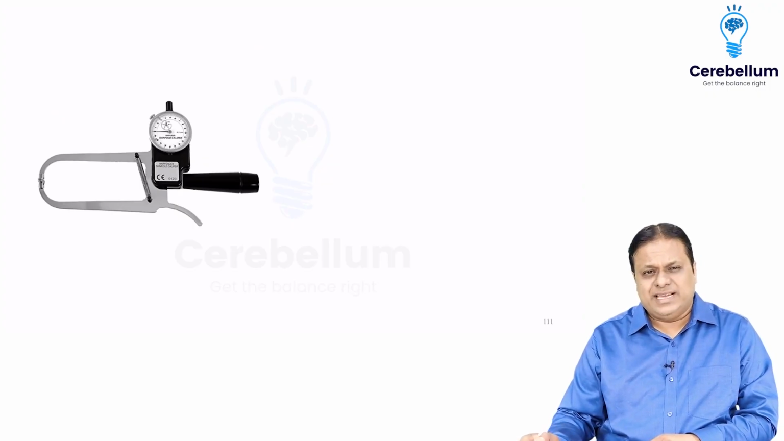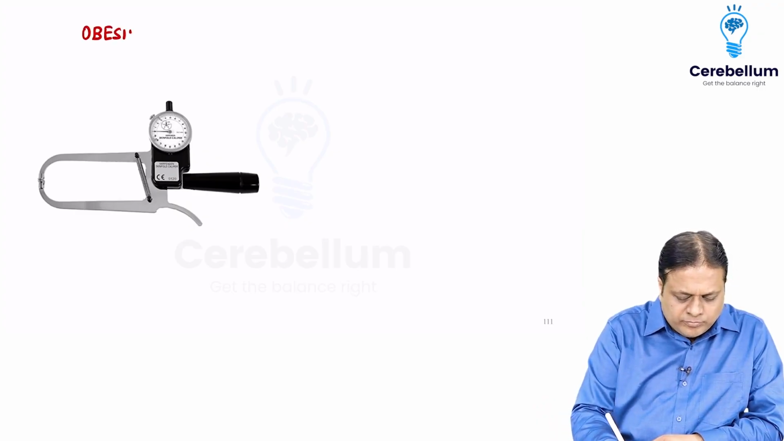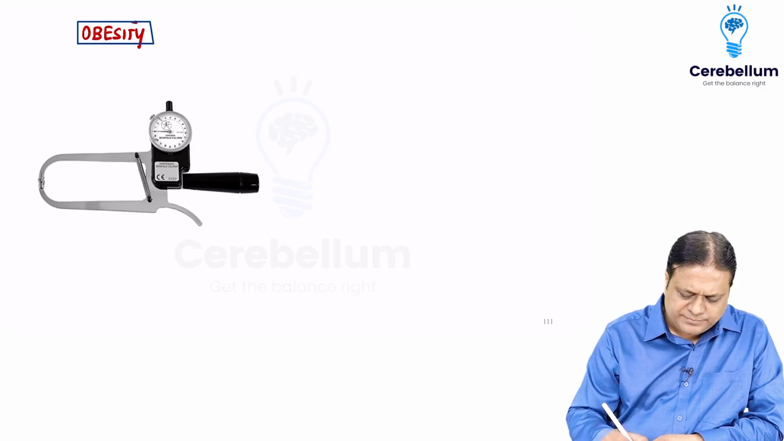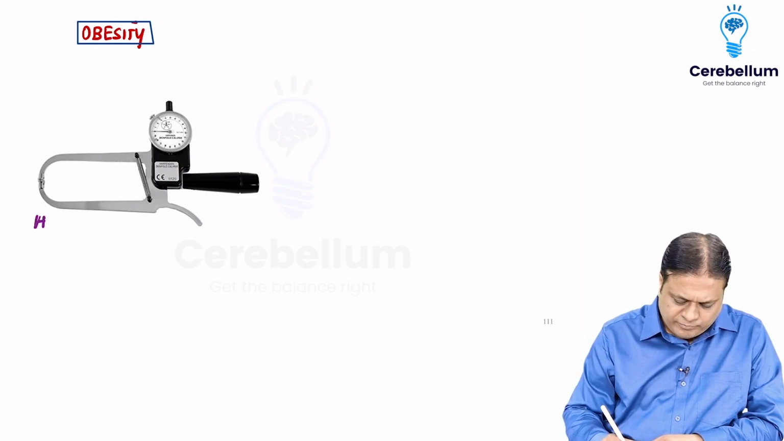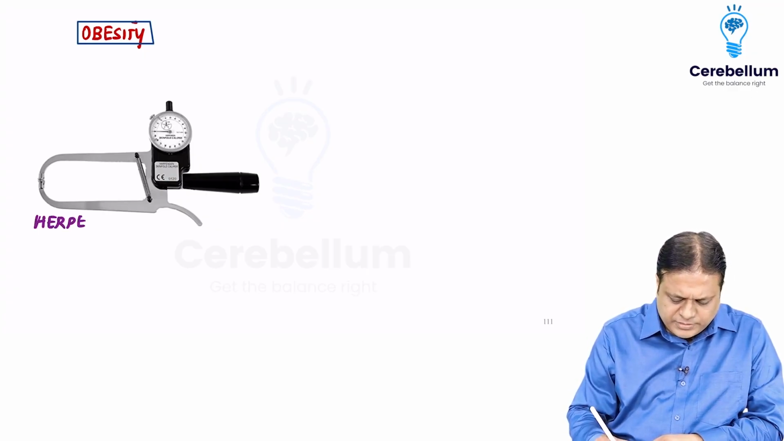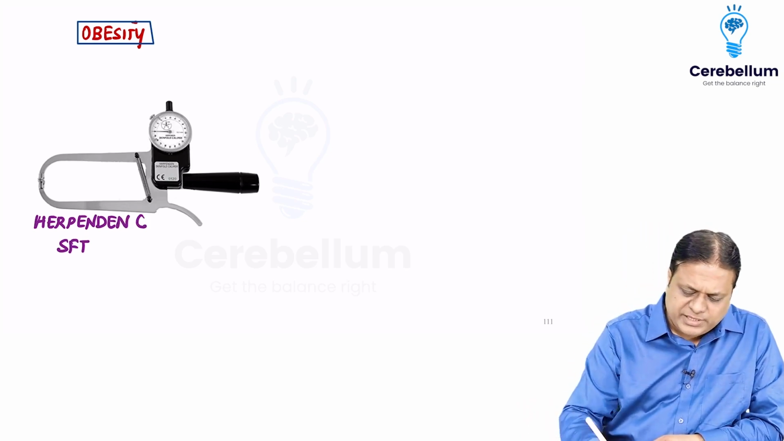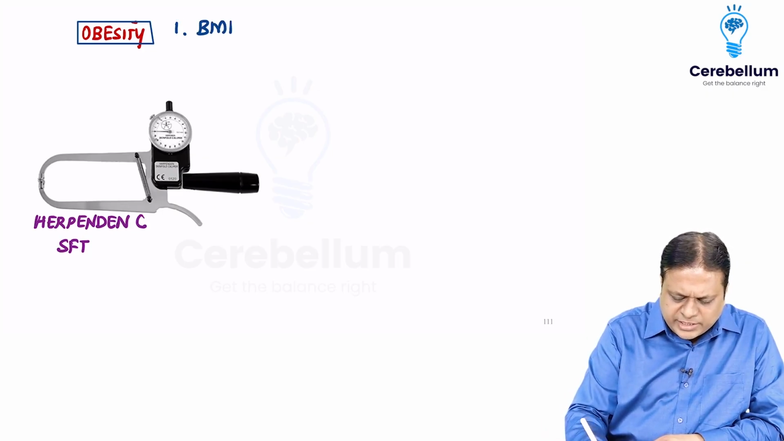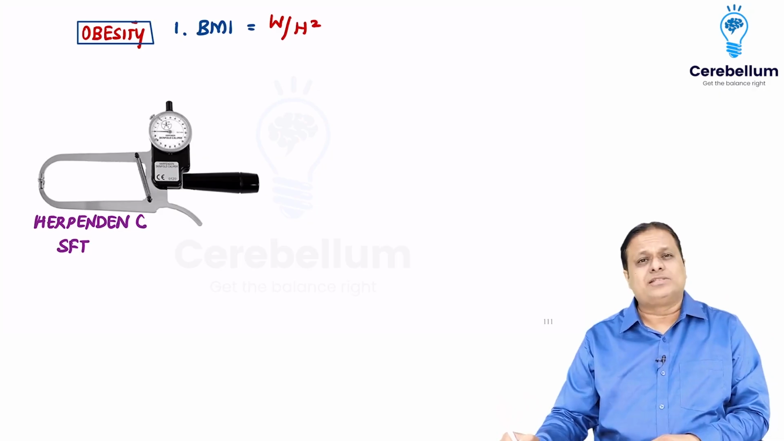This is, yes, we are talking of the disease obesity. Instrument which is shown is Harpenden calipers, which is used to measure skin fold thickness as a measure of obesity. Best indicator of obesity is body mass index, Quetelet's index, given by the formula weight in kilogram upon height in meter square.